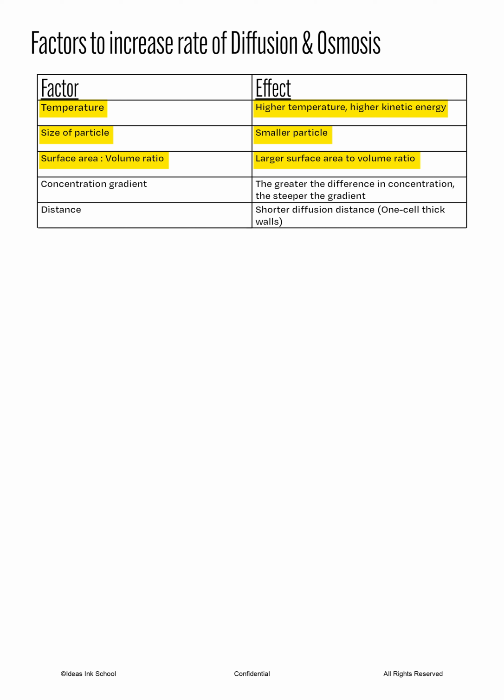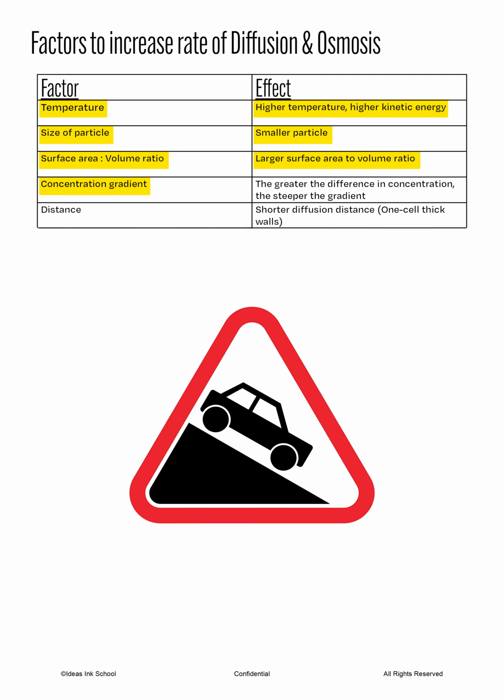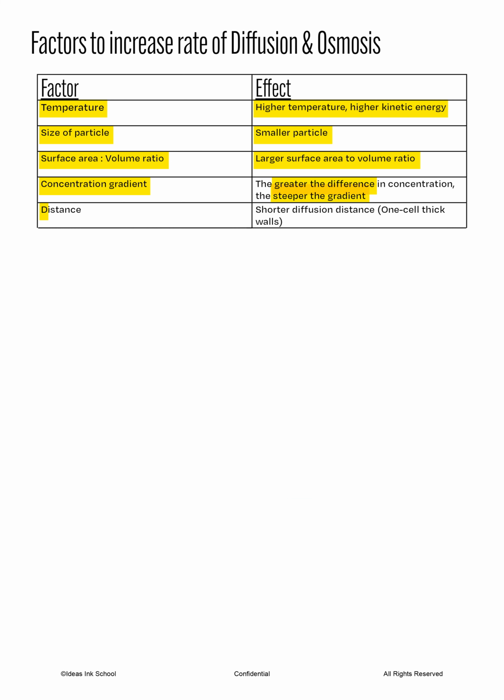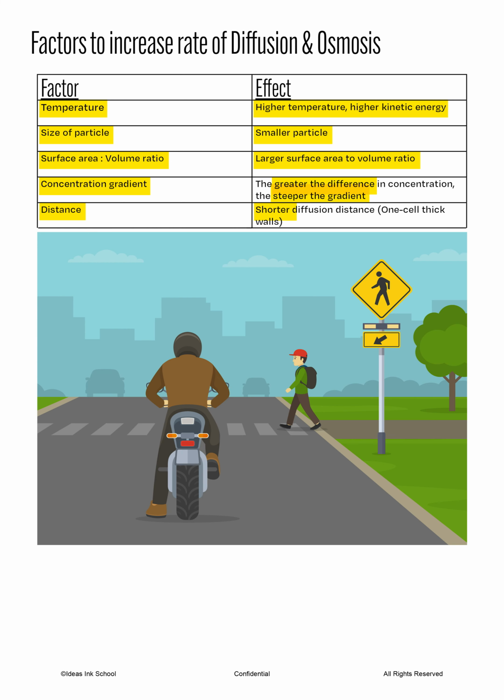The third factor is the steepness of concentration gradient. The greater the difference in concentration between two regions, the steeper the gradient. And the steeper the gradient, the faster the rate of diffusion and osmosis. The last factor is diffusion distance. The shorter the diffusion distance between two regions, the faster the rate of diffusion and osmosis.